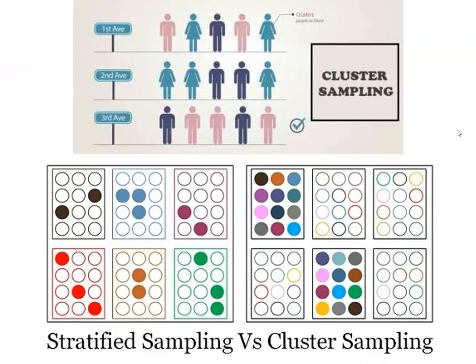Here's a visual representation of the difference between cluster sampling and stratified sampling. Here's another visual of clusters. The clusters are where they live: 1st Avenue, 2nd Avenue, 3rd Avenue. You would randomly choose a cluster and then pick everybody in that row. You can see down here the difference between stratified and cluster. Hopefully you're not colorblind. In stratified, each stratum is similar in some way, in this case by color, and then you pick a couple from each group. In cluster, each of the clusters is different, but for the clusters you choose, you sample everyone in that group.